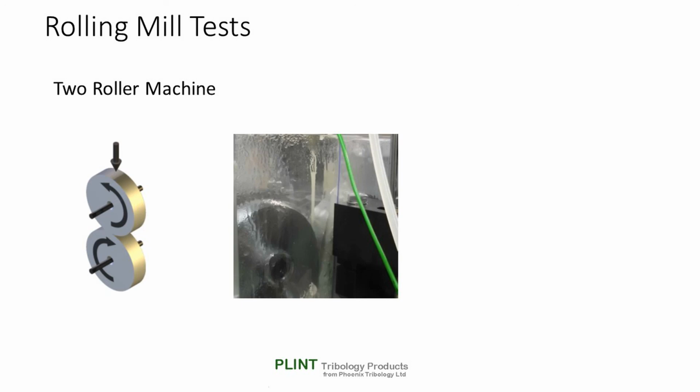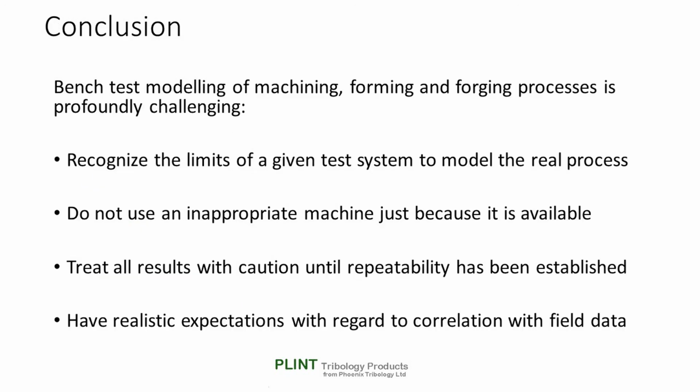One key point to note is that although the core of the material being rolled will clearly be plastically deformed, the conditions at the surface in the tribo contact remain elastic. It follows that a tribological test on a two-roller machine should not involve plastic deformation of the rollers.